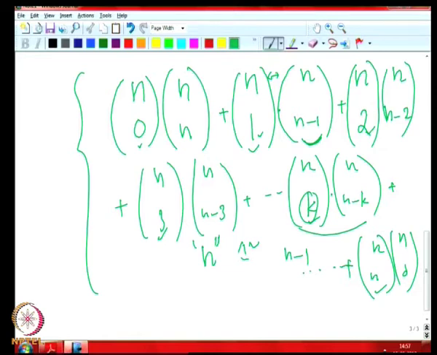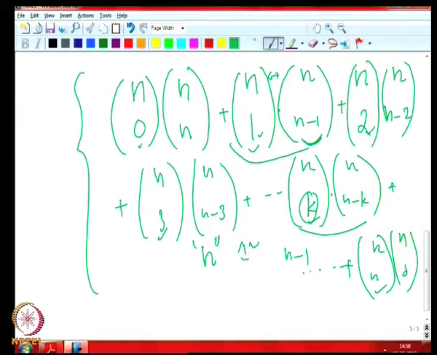because these are all disjoint sets. A subset consisting of 0 men and n women is not counted among the subsets where 1 man is there and n minus 1 females are there. So, these are all disjoint things, so we can add up by the addition principle, but still this is not what we want. We wanted n choose 0 square plus n choose 1 square plus n choose 2 square and so on.